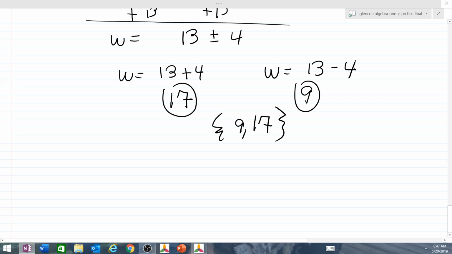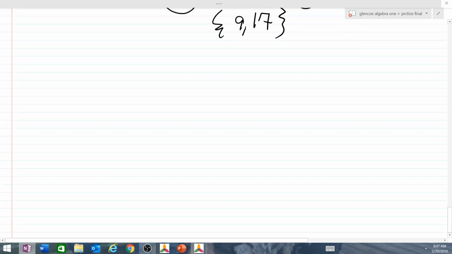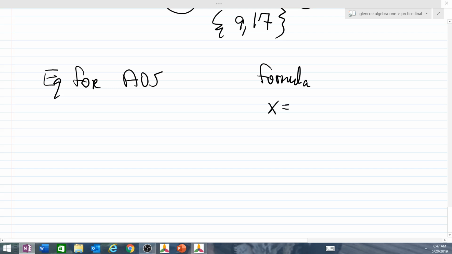Page 6. This is graphing quadratic equations, finding the axis of symmetry, finding the coordinates of the vertex. Anybody have a question on this page? Yes. Anybody need 33? 34? The equation will be given to you on the exam. The formula for the axis of symmetry is x equals negative b over 2a.